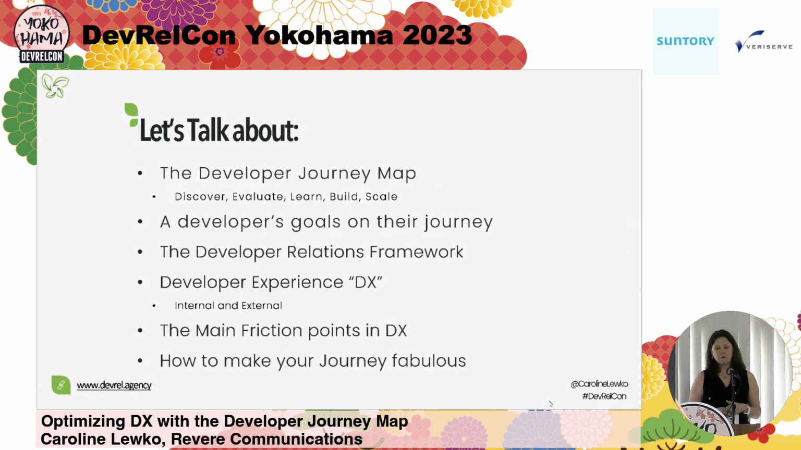So I'm going to talk about the developer journey map that I think is really important when you think about how to set up a program and for the work that you do. A developer's goals along the way on that journey, the developer relations framework that we use, and I think somebody showed you yesterday. And then I really want to gear down on DX. There are so many things that you could talk about in terms of developer relations, but I wanted to focus on DX in this talk. Talk about some of the main friction areas, what you can do about it, and how to make your journey fabulous.